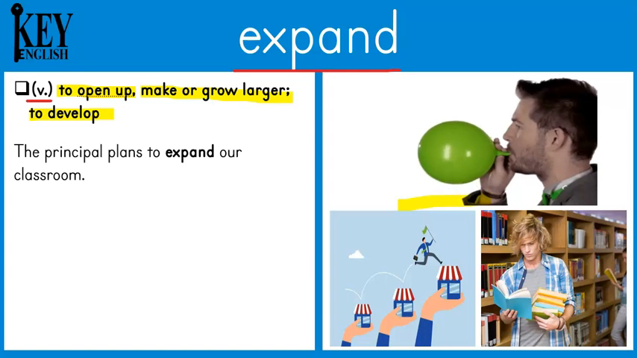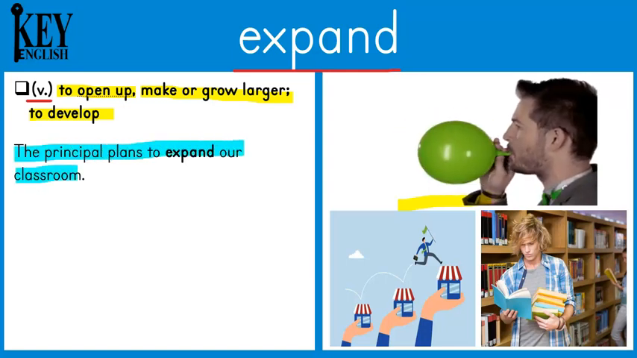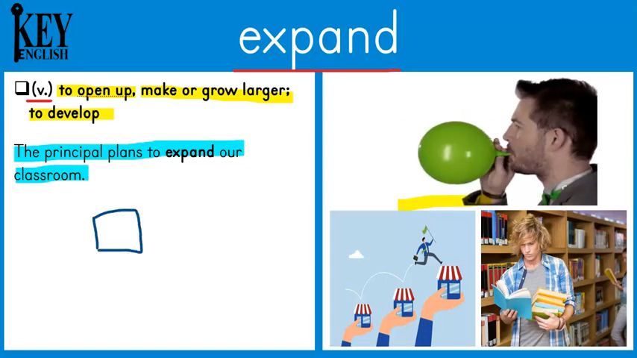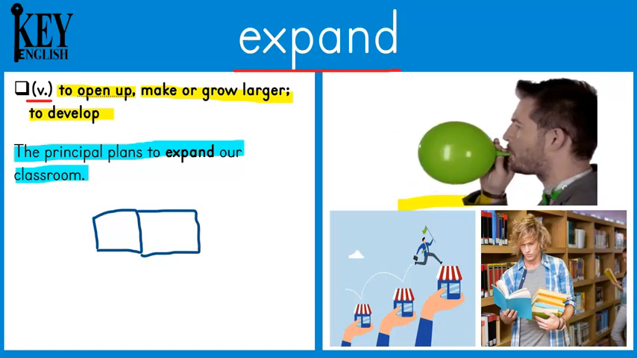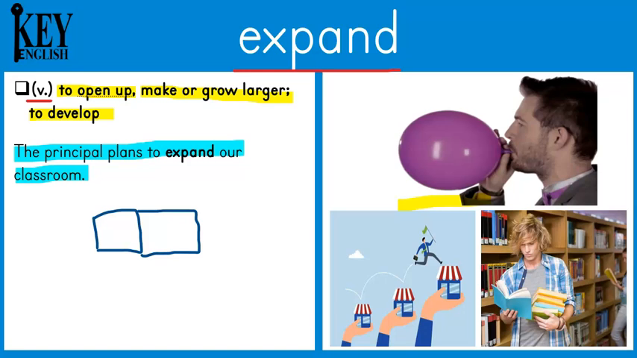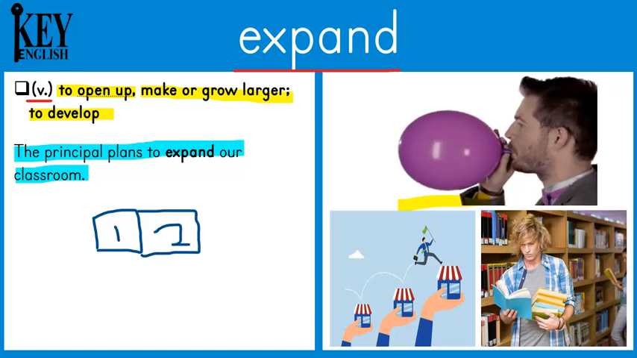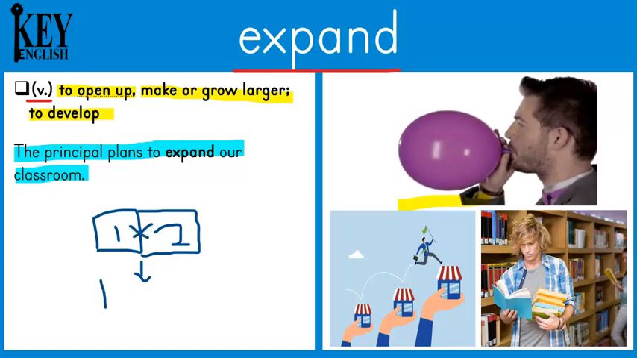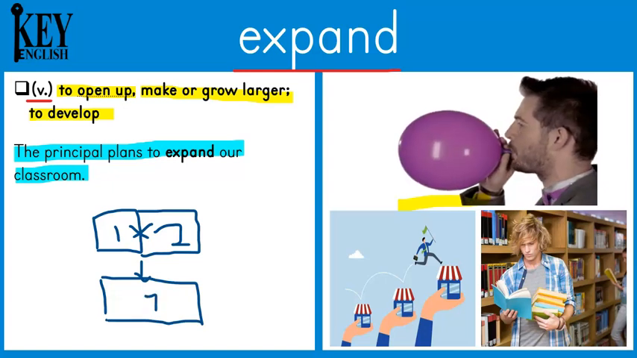The example sentence says, the principal plans to expand our classroom. So maybe your classroom is right next to another classroom that is not being used. And instead of having two separate classrooms that are a little bit small, then maybe the principal plans to get rid of this wall here in the middle and just have one big classroom.